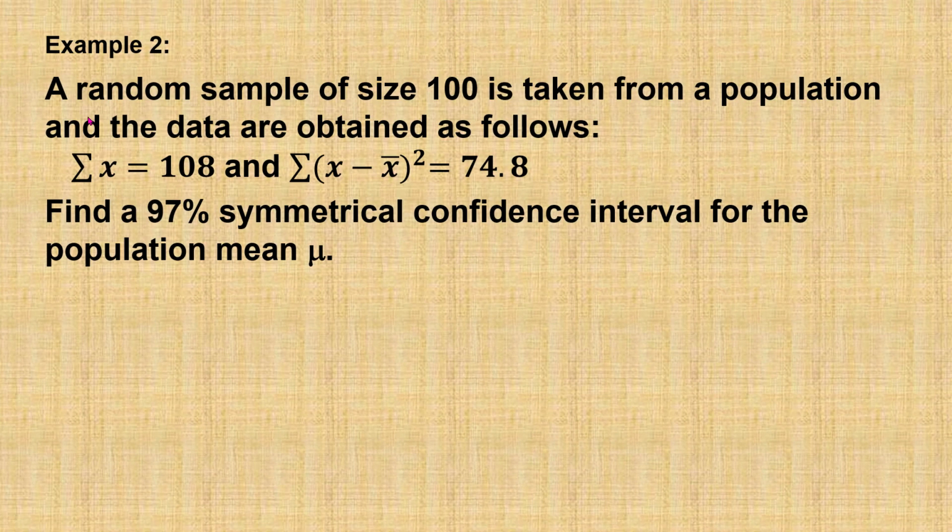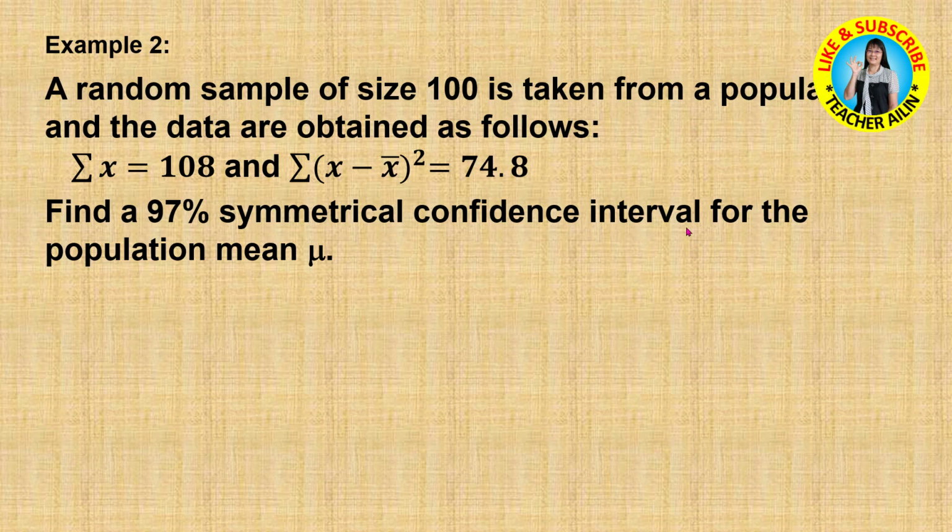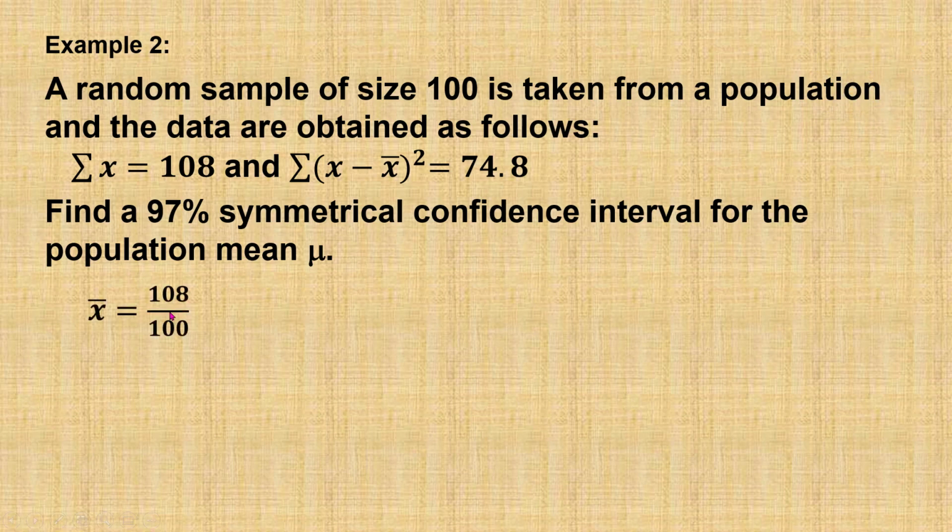Second example. A random sample of size 100 is taken from a population and the data are obtained as follows. Find a 97% symmetrical confidence interval for the population mean. First, I'm going to find the sample mean. Since we are given that sigma x is 108, the sample mean is 108 divided by the sample size 100. That is equal to 1.08.